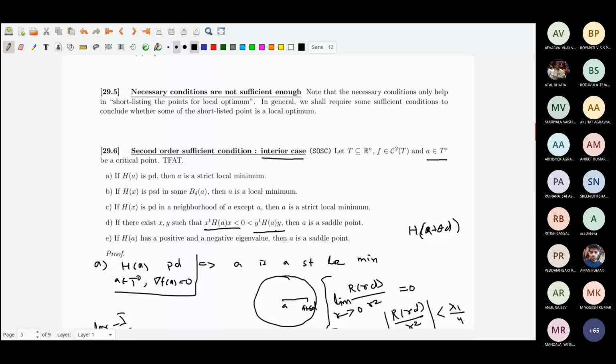So in particular, item E will follow from D. What does E say? E says that if the matrix has a positive and a negative eigenvalue, then A is a saddle point. Why? Now, if it has a positive eigenvalue, it will have an eigenvector corresponding to it, and that eigenvector is your y. And if it has a negative eigenvalue, it will have an eigenvector corresponding to it, and that eigenvector is x. And you apply D.